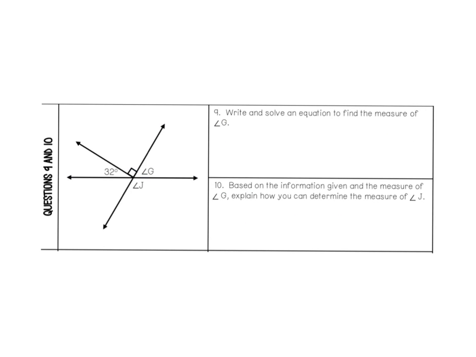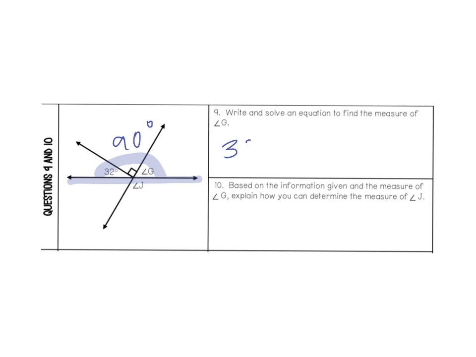All right, and question 9 and 10, write and solve an equation to find the measure of angle G. So we have this right angle here, and we know that right angles are equal to 90. So I'm going to fill this in with 90. Now I'm going to look for my supplementary angles. And if I look here, I have this straight line going through, and the straight line will form a supplementary angle. So I have 32, I have 90, and I want to find the measure of angle G.